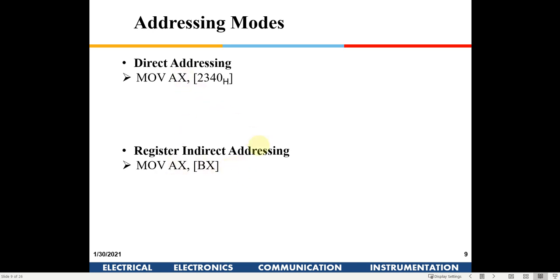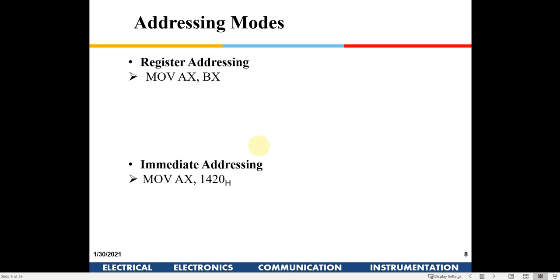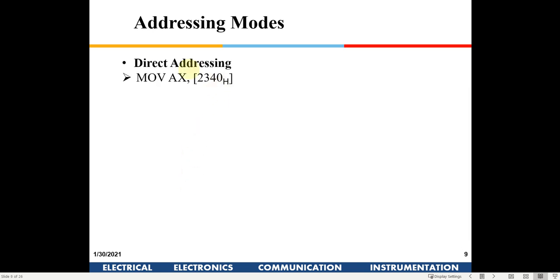Okay. See, let me go back to one slide. Let's clear the doubts. MOV AX, BX means whatever is the contents of BX is going to come to AX. MOV AX, 1420H means the value in AX after the move instruction will be 1420. Here MOV AX, [2340H] means whatever is the contents in the memory location 2340. When I write a square bracket, it is an address location, not the actual content. So whatever is in memory location 2340 will be moved to AX, right?